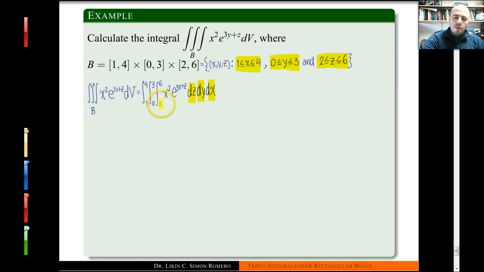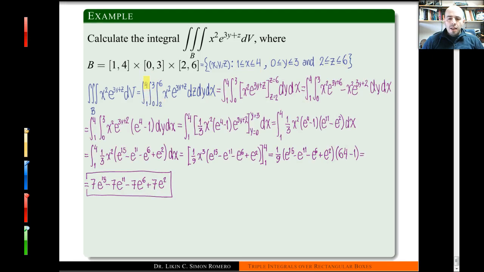So z goes from 2 to 6, y goes from 0 to 3, and x moves from 1 to 4. Doing the calculation, I integrate first with respect to z, then evaluate, then integrate with respect to y, then evaluate, and then integrate with respect to x, and then evaluate, and the answer that I have is this number right here. So this is the way that you compute a triple integral over a rectangular box. Thank you very much.